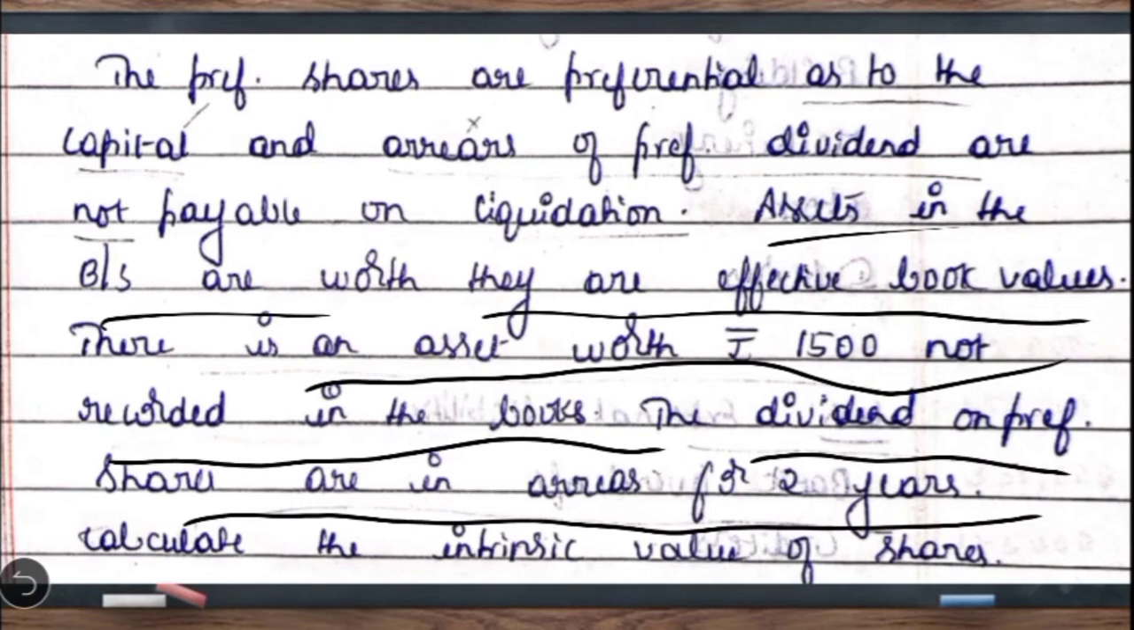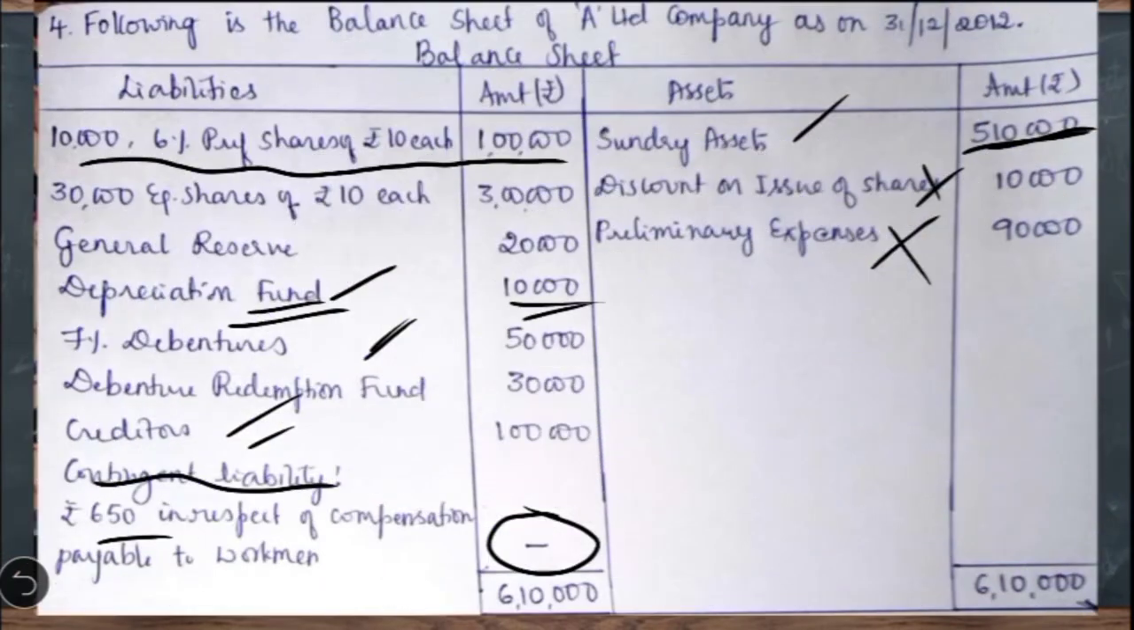Okay. How do we calculate? For 1 year the dividend will be 6% on 1 lakh, which comes to 6,000. So 6,000 is for 1 year. The arrears of dividend is there for 2 years. So 6,000 into 2, 12,000. So arrears of dividend will be there for 12,000.